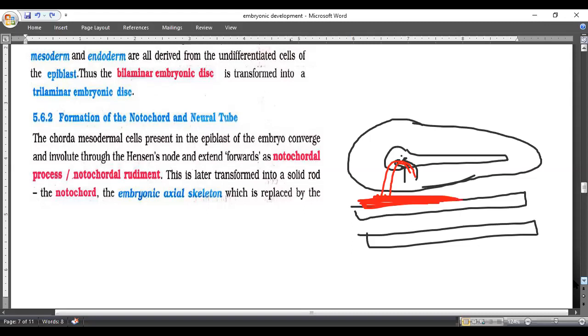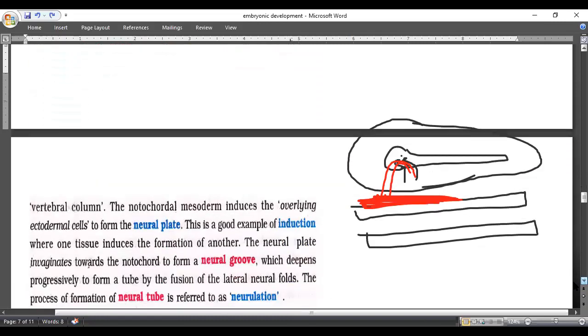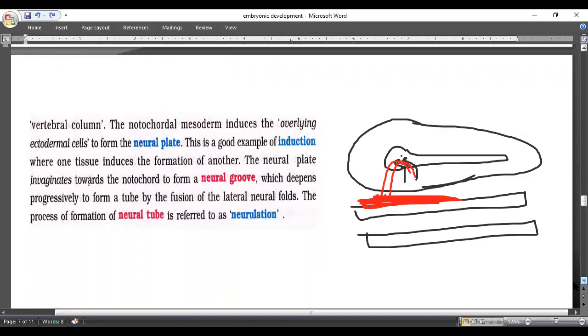As we know, in future this is going to form the vertebral column, being replaced by the vertebral column. Okay, so that visual I showed, which is replaced by the vertebral column. Whenever this notochord is formed here, the notochordal mesoderm induces the overlying ectodermal cells to form the neural plate. Okay, this is called induction actually. So the very interesting thing, you focus here.